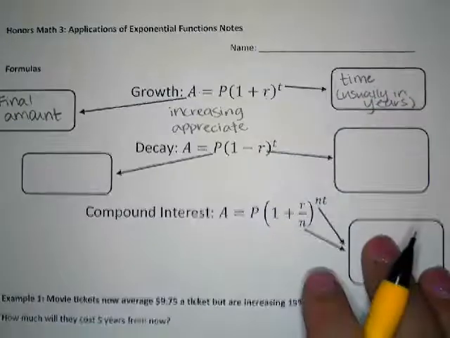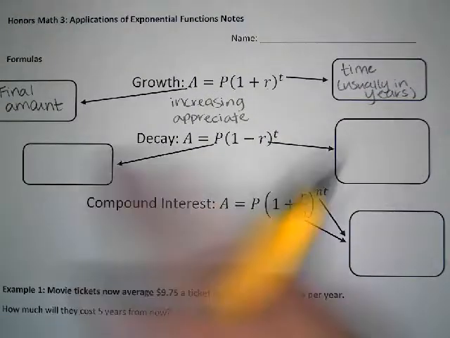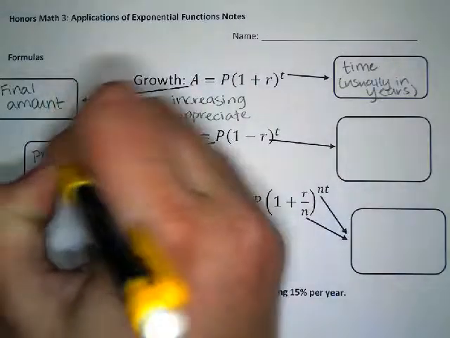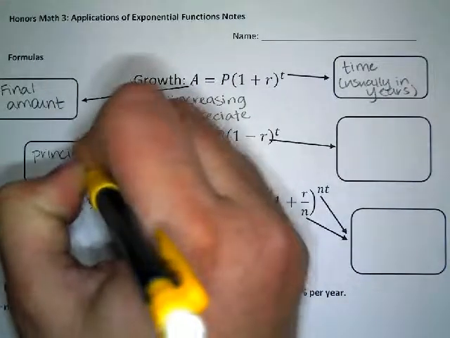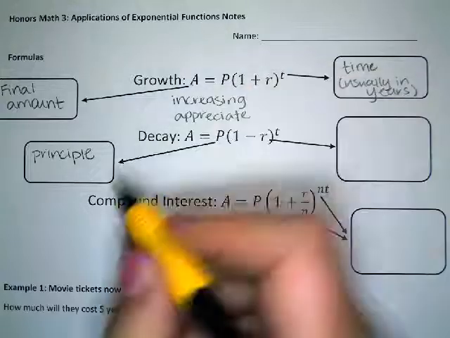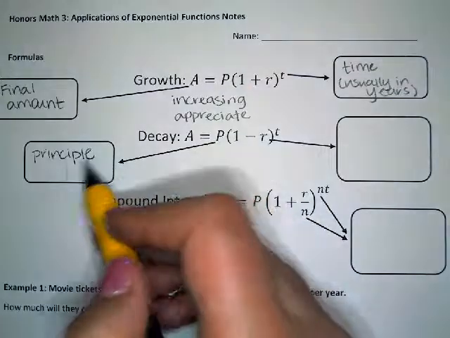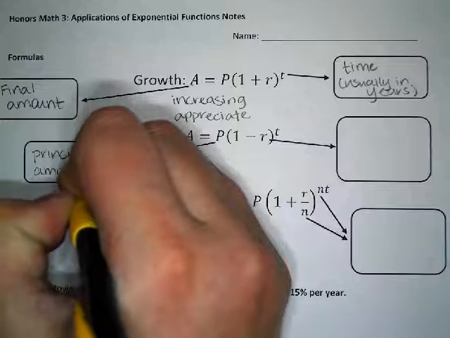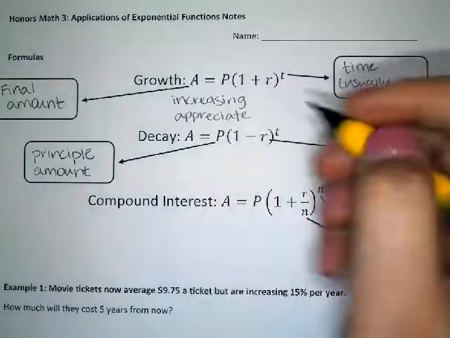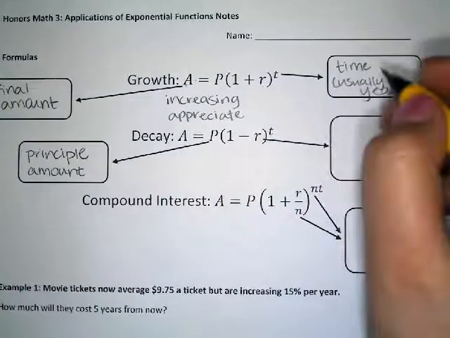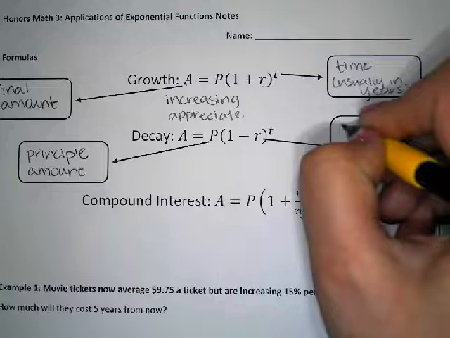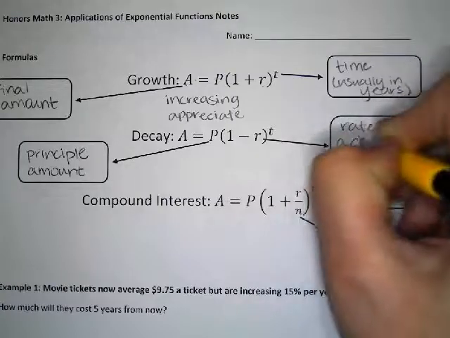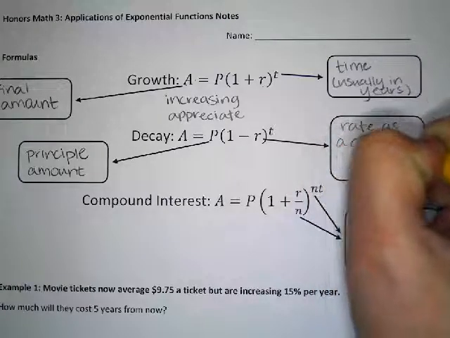All right, here the P value is the principal amount, and you don't have to write principal if that's not a number that's in your vocabulary. It just means starting. So you can write principal amount, or you could write starting amount. That's what the P stands for, principal amount or starting amount. The r is the rate as a decimal.